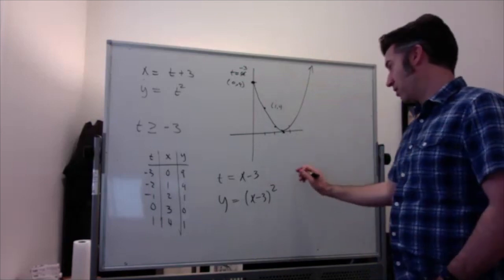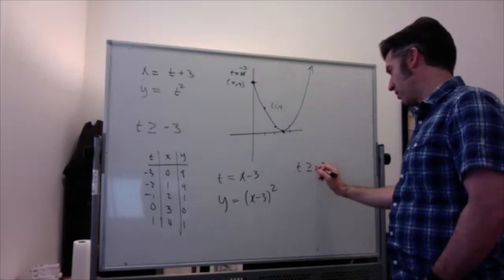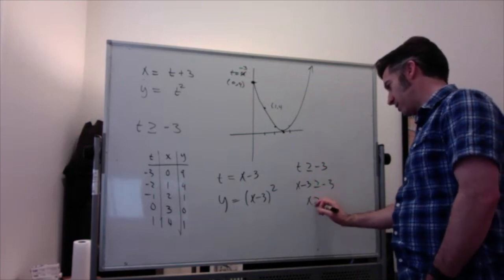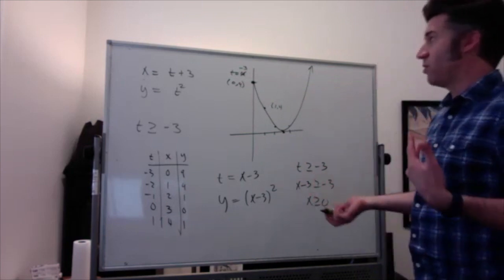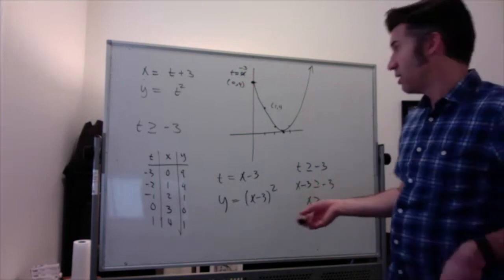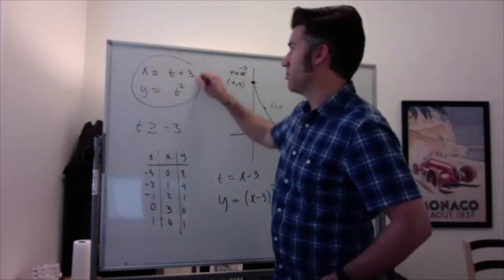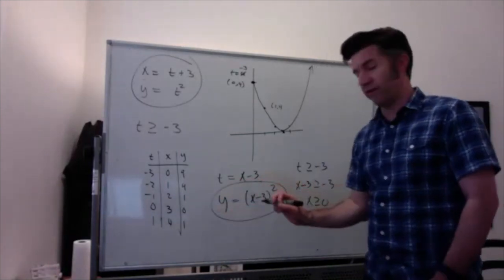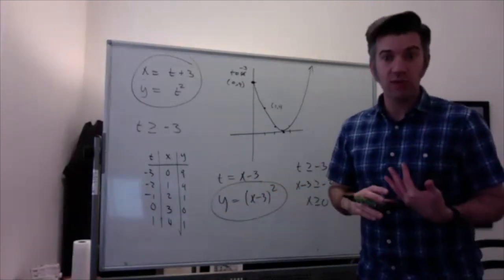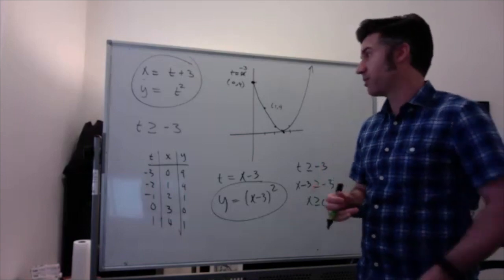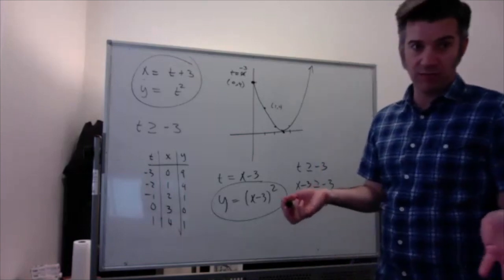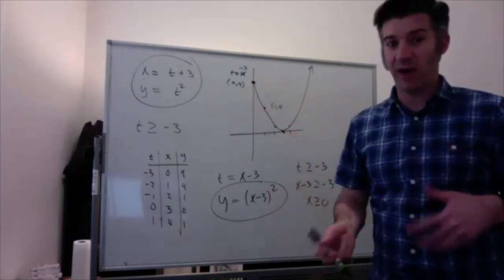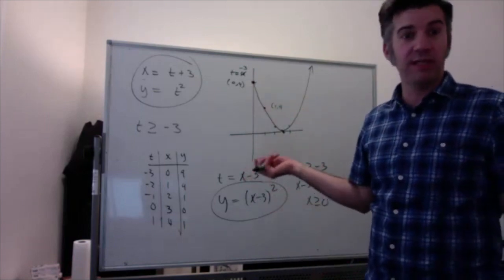Our domain would be, well, if t is bigger than or equal to -3, then x minus 3 is bigger than or equal to -3, so x is bigger than or equal to 0. So this is a way you could transform a parametric equation into a function where y is a function of x. It's not something we can always do, but it is something we can sometimes do. Well, let's ask the more interesting question. What's the length of this curve from, say, here to here? I'm not sure if we're actually able to answer this because it might be difficult, but let's set it up.